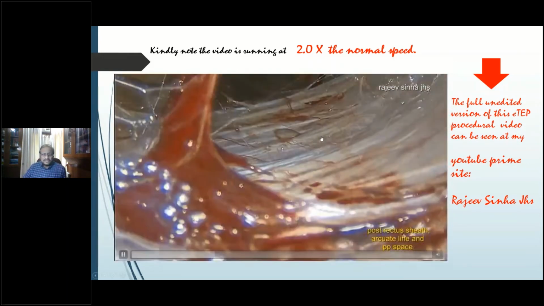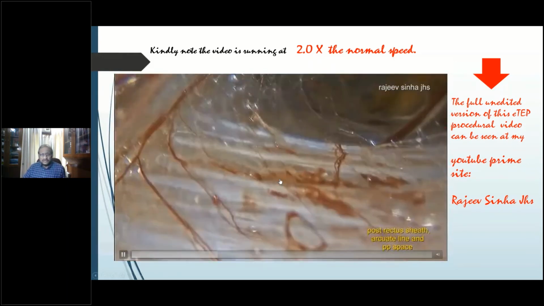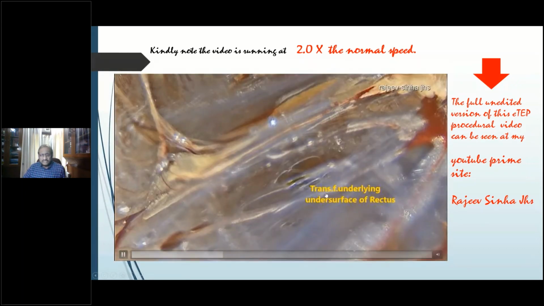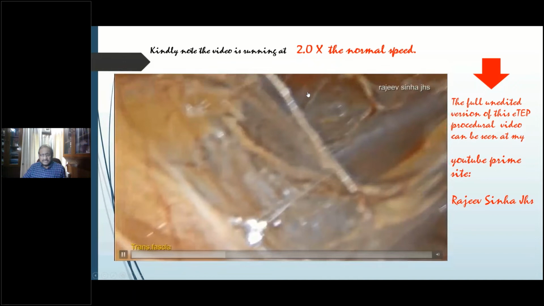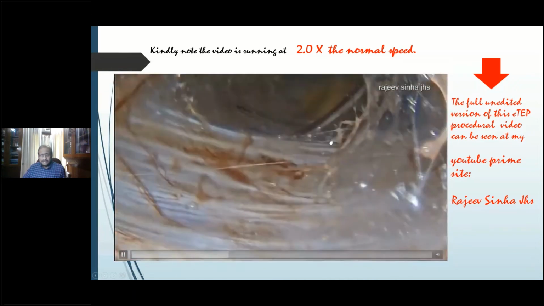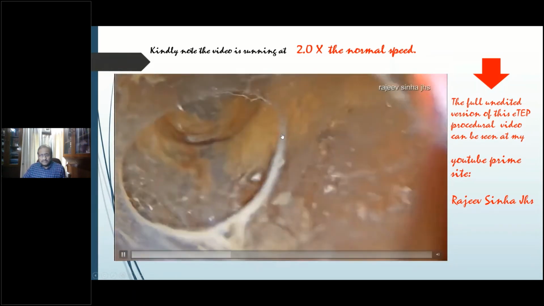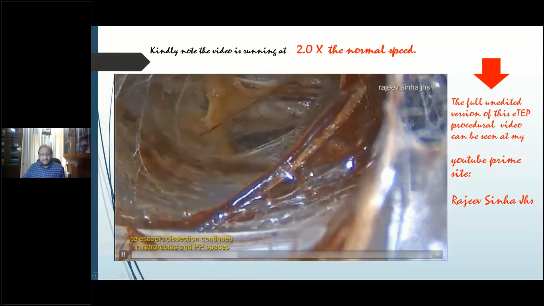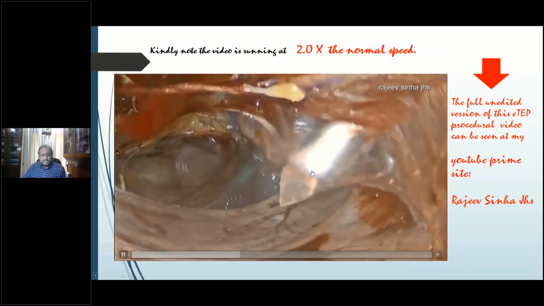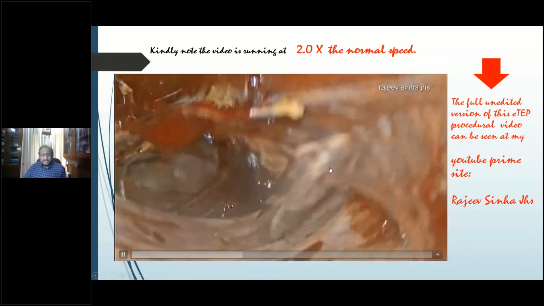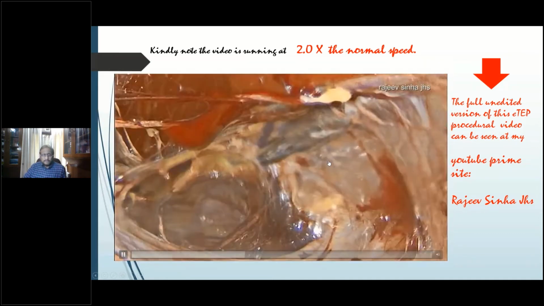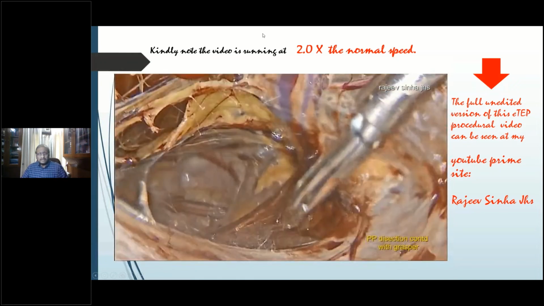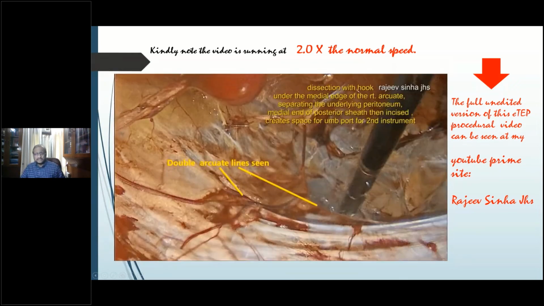And now fix the sheath, and the first we were talking about, the preplate, is the transversalis fascia underlying the undersurface of the rectus muscle. And now we're entering into the preperitoneal space, clearly demarcated with dissection with the telescope. Then the needle-guided second port, and you can see the inferior epigastric artery there. Remember, this video is running at 2 times the normal speed.